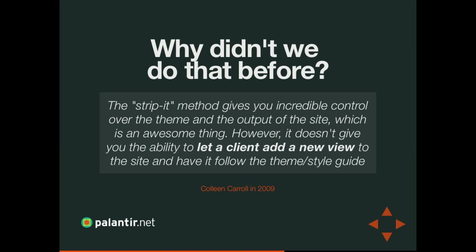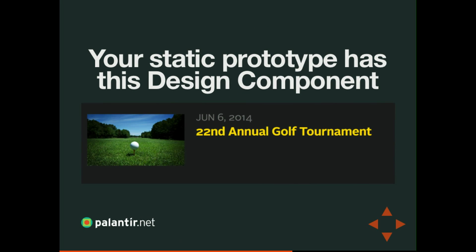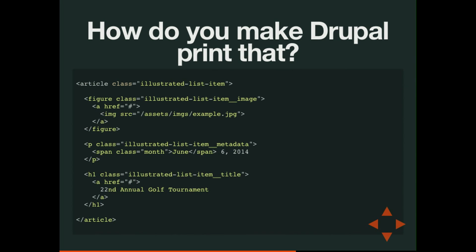It was easier to just accept the markup that we got. But in Drupal 7, we have a lot more tools available. So if our static prototype written in HTML and CSS has a design component like this, it's relatively simple. It's just an image, a title, a date. And our designers have decided this needs to be an article.